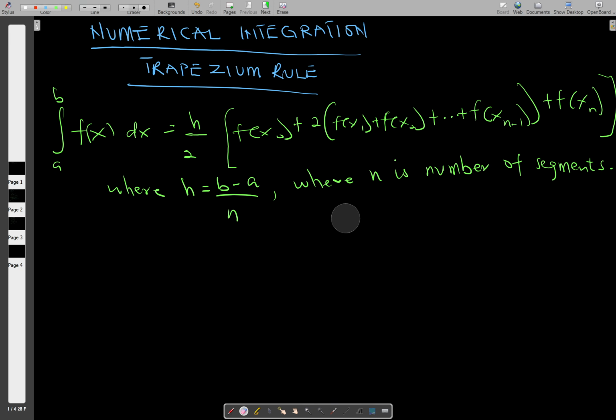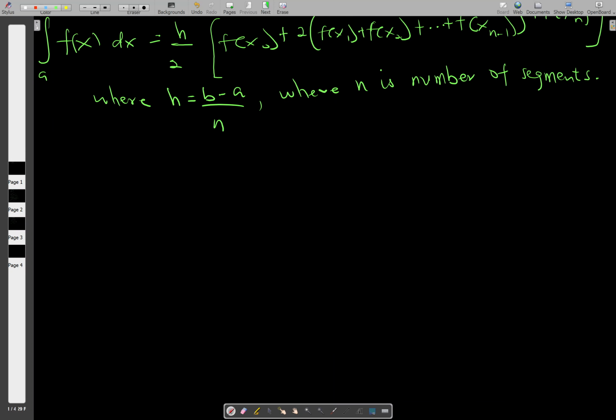In this lesson, we will talk about numerical integration. Numerical integration is just another method of finding the area under a given curve. Under numerical integration, we will discuss the trapezoidal rule in this lesson.